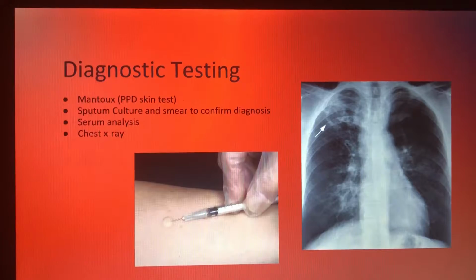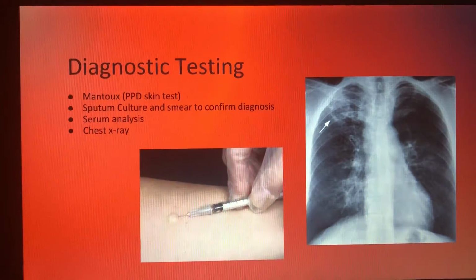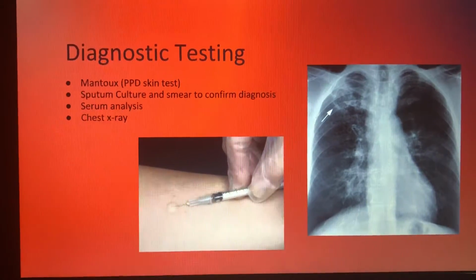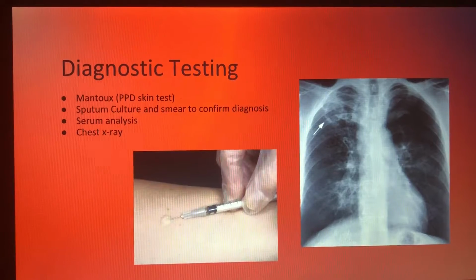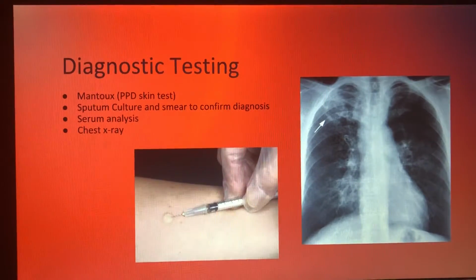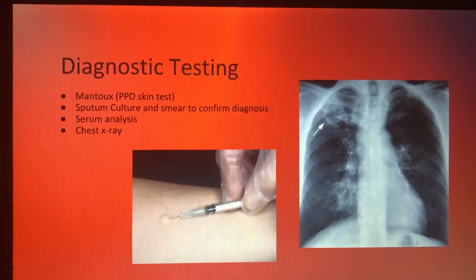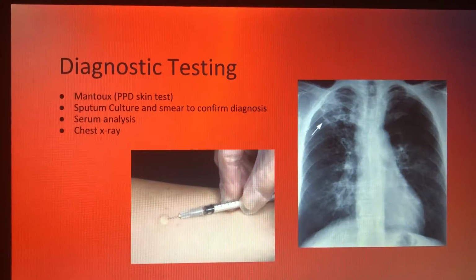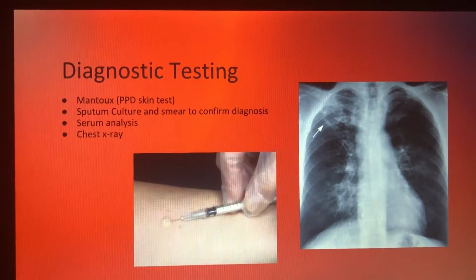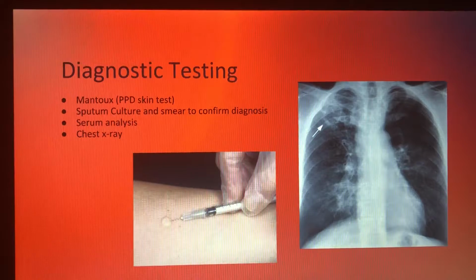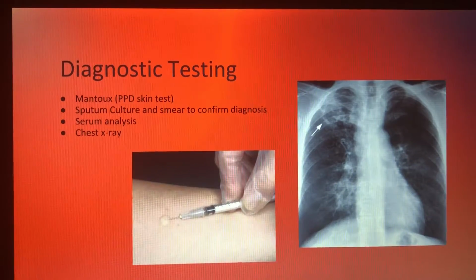So, diagnostic testing. The Mantoux PPD skin test is the skin test you'll get when you go to the doctor to be tested for TB, which is usually required before entering any healthcare profession. This is a test that tests for immunity by an intradermal injection of tuberculin. They'll inject you with the tuberculin, and in 48 to 72 hours you'll go back to be read, and there will be a bump if you have active tuberculosis.